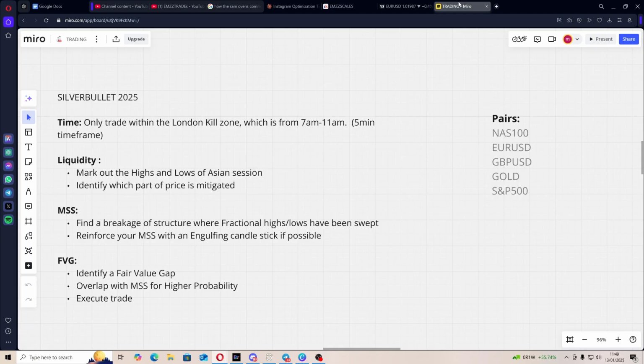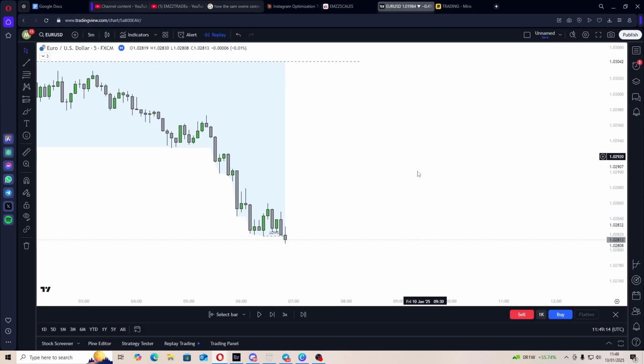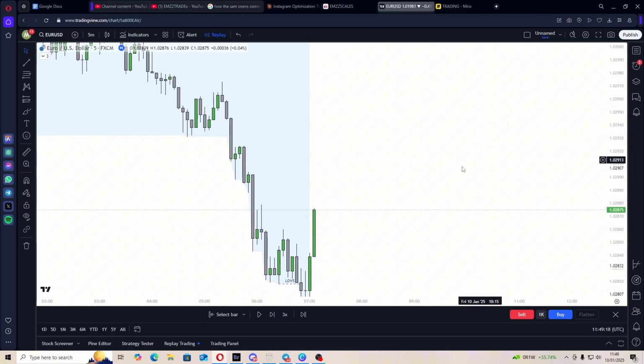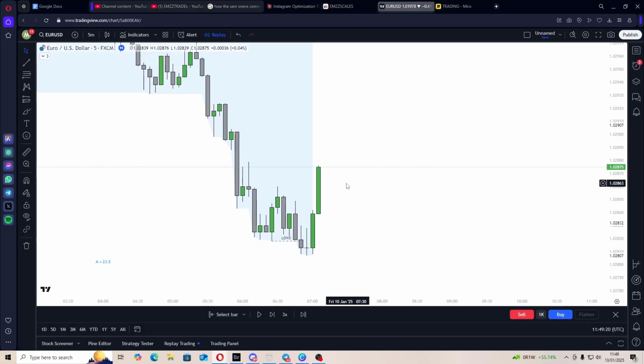So what do we need to do next? We need to find a break of structure where fractional highs/lows have been swept. And we need to reinforce this with an engulfing candlestick if possible. Okay, you can see right here, I'm going to play price forward. And you can see right there, we just got a very, very big engulfing candlestick.